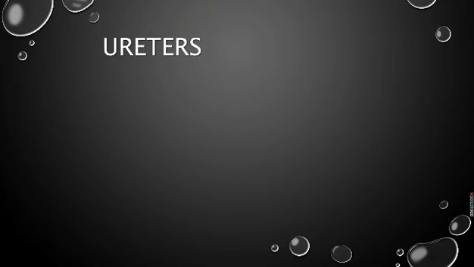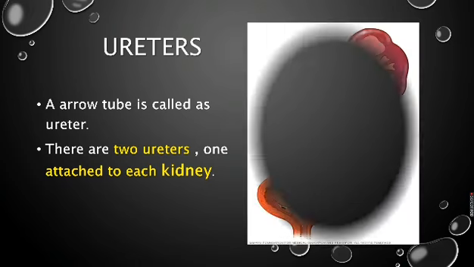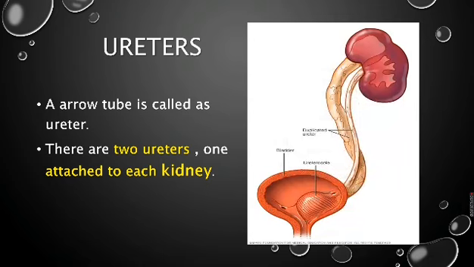Then the second part is the ureter. The ureter is a narrow tube and there are two ureters, one attached to each kidney. So the yellow colored alphabets are very important, guys. Please note this word. Here in the picture you can see that there is one ureter which is connected to one kidney and the other end is connected to the urinary bladder.